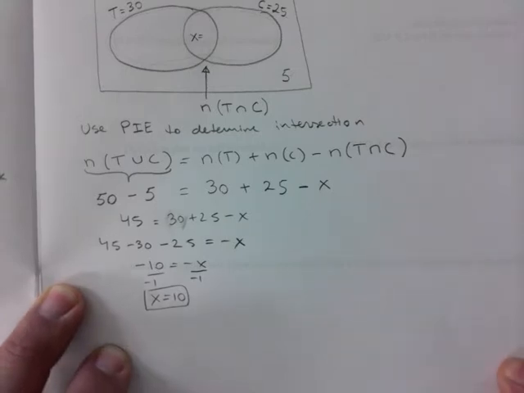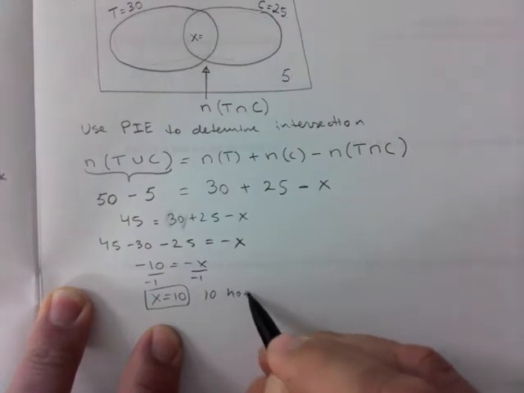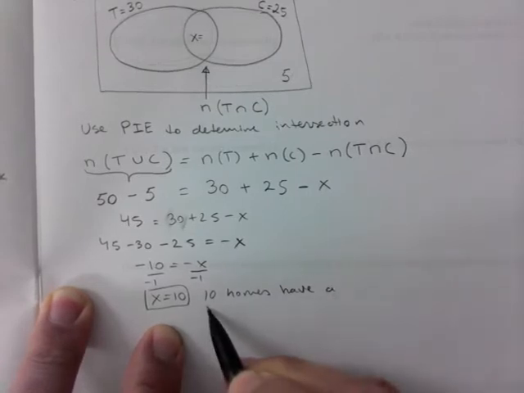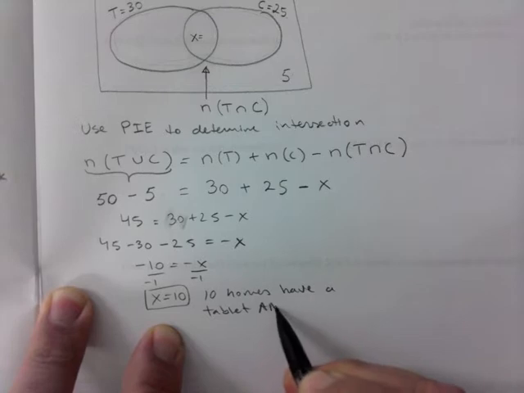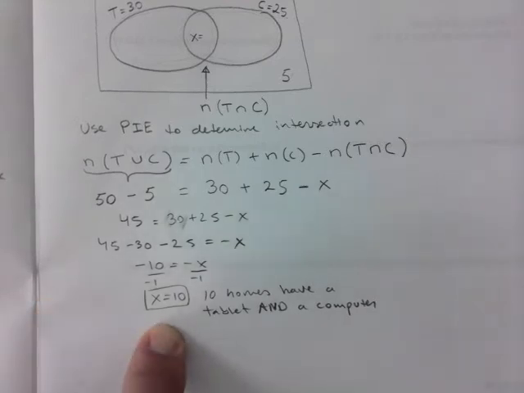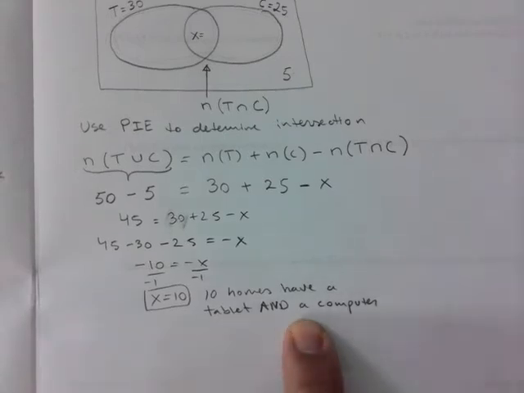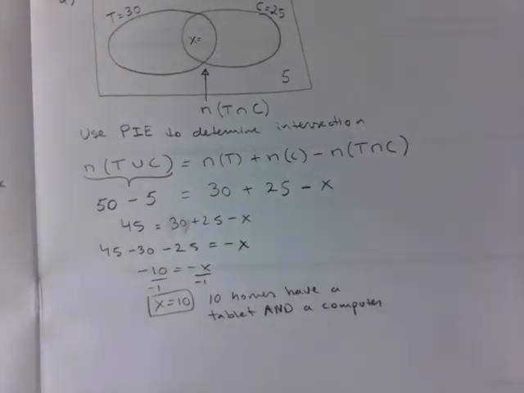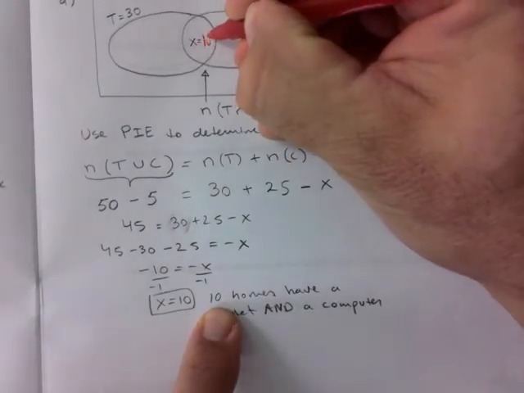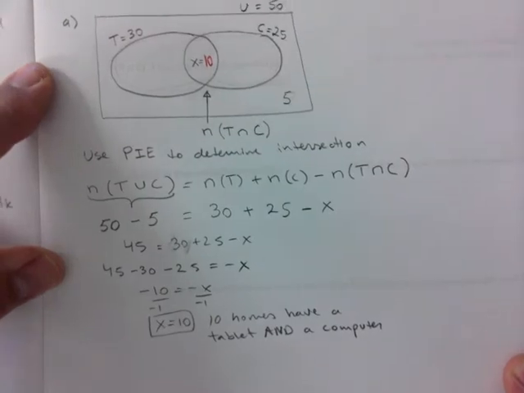What is that saying? What did we just find? We found that intersection. So 10 homes have a tablet and a computer. That's what you just found, right? So mathematically, you did a whole bunch of math. You found 10. What does that mean? What does that represent? This. So now that I have that, it's like a puzzle. Everything will just fall into place. If you find the center, you now work your way out. Okay, so watch this.